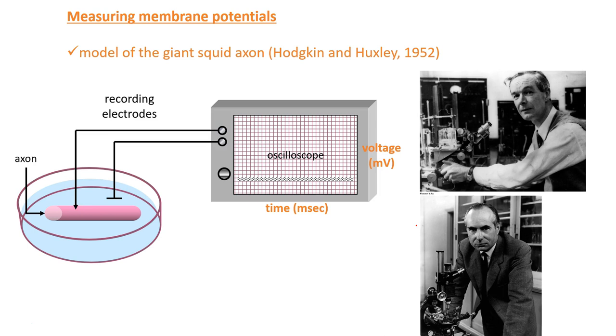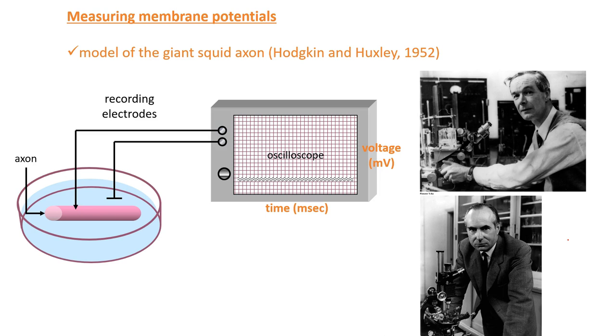So in the 1950s, Hodgkin and Huxley, Hodgkin's shown here on the top right and Huxley's on the bottom here, both of them worked together to figure out how neurons carried the electrical impulse. At that point, there was no clue as to the means by which neurons carried the information within itself. And they used the giant axon of a squid.